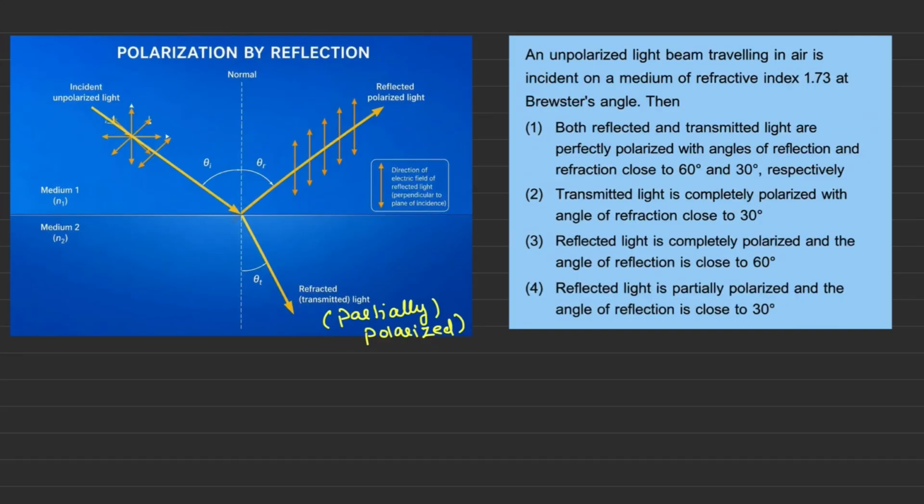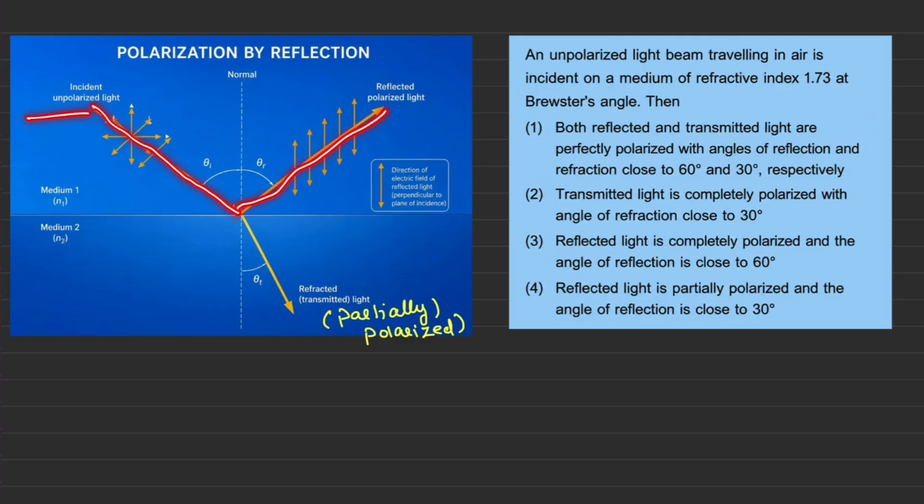Hi everyone, let us go with this question. In this question, they are saying an unpolarized light beam traveling in air is incident on a medium of refractive index 1.73 at Brewster angle. Then what will happen? So to understand this question, let us see this diagram. It will give you some more sense of understanding. It is our incident light, that is our unpolarized light.